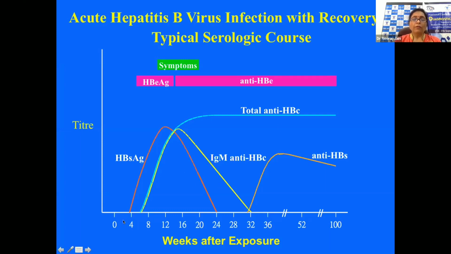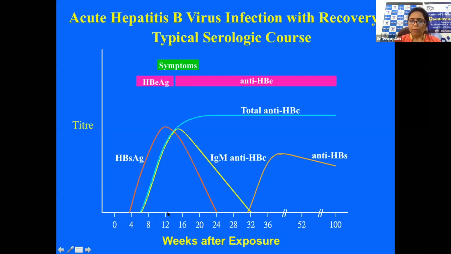Just look at this graph. What will happen? Surface antigen will appear in the acute phase. It will stay during the symptomatic phase, and it will go off in around 24 weeks. That means in 6 months most people are going to clear this virus. Surface antibodies will appear around 4 to 8 weeks after this disappearance. They stay for life in most people, but a few persons have low titers or lose their surface antibodies.